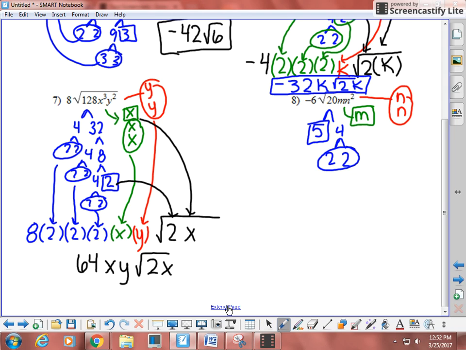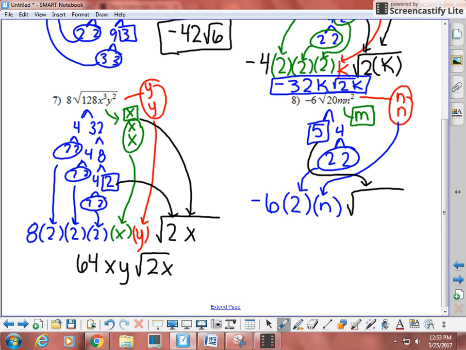So the stuff that is outside is -6, 2, and n. The stuff that is inside is all my singles. So I have a single 5, and I have a single m. And now I just want to simplify it, so I get -12n root 5m. And this is my final answer.